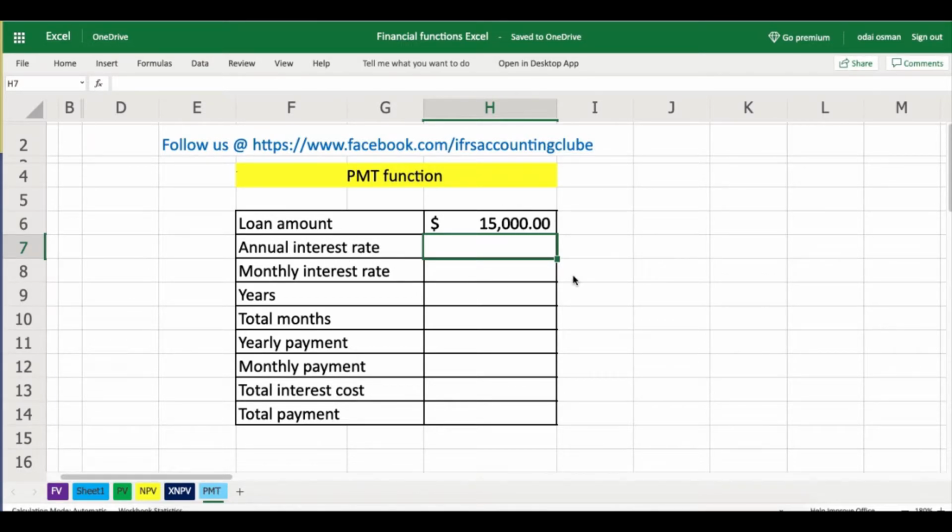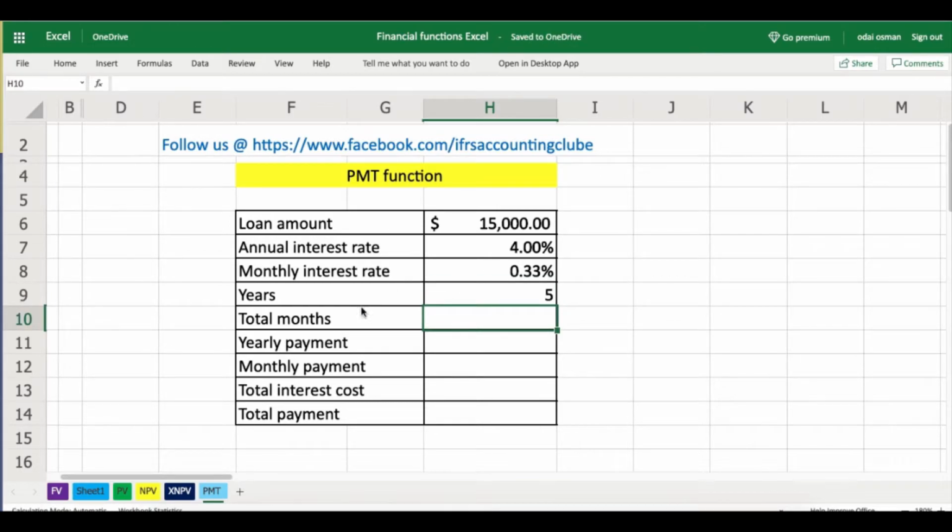Let's assume we are going to take a loan of 15,000 and we are going to pay an interest rate of 4%. Here we need to calculate the monthly interest rate. The monthly interest rate is equal to this divided by 12 months. So the monthly interest rate is 0.33%.